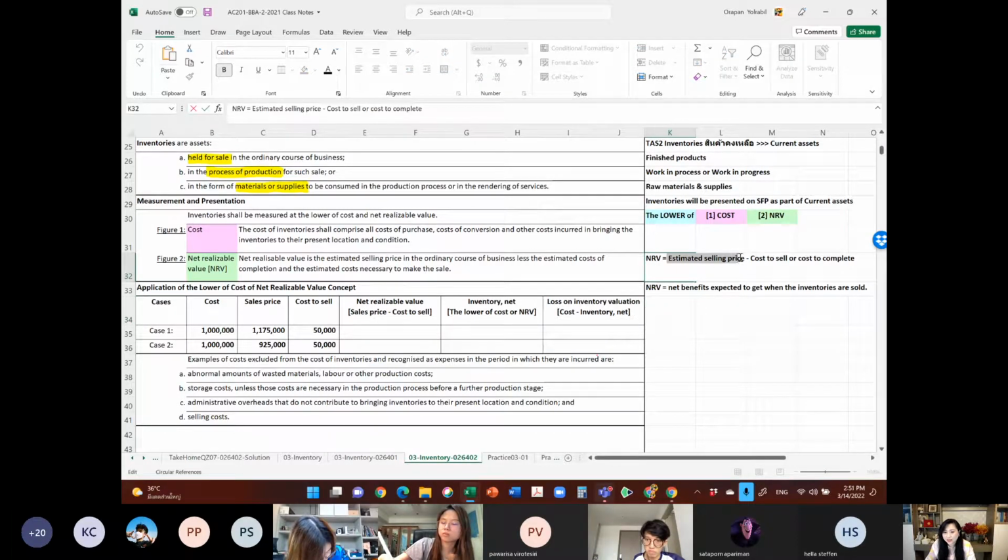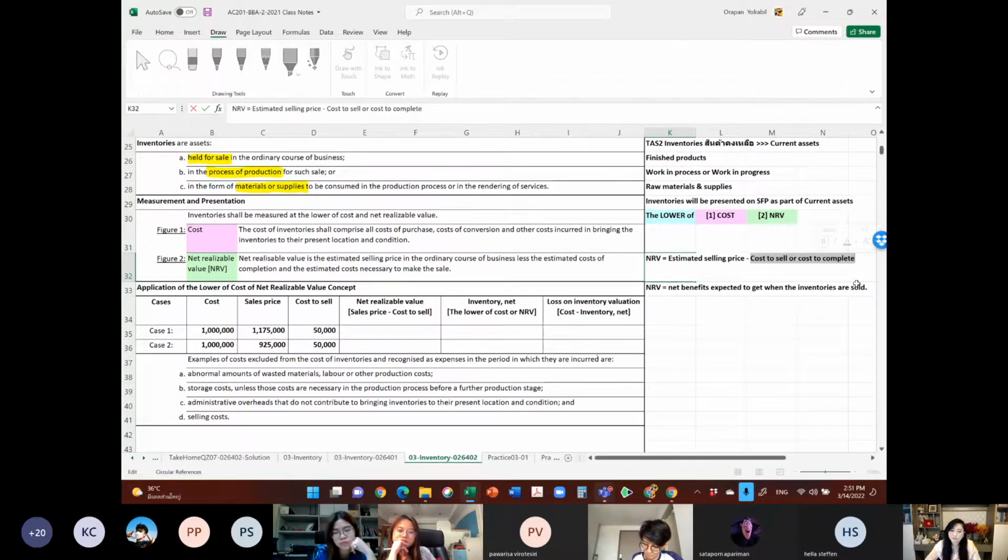You take the estimated selling price that you will charge your customers and then minus the cost to sell. For example, you may not have a sales office, so you have to rent one. Or you may have to pay for the product listing so that your products can be sold at 7-Eleven or a supermarket. That's cost to sell. Without that cost to sell, there's no way you will be able to sell the products. And also, if this is work in process, meaning you have not finished the production yet, then maybe you also have to calculate the cost to complete and take it out from the estimated selling price.